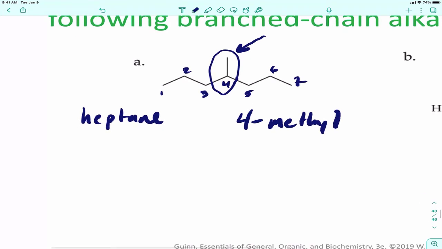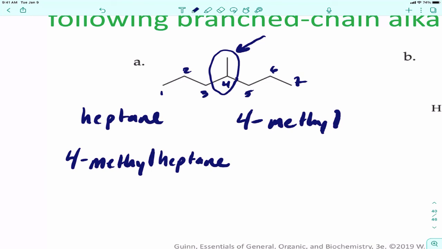All right, and since that's our only substituent, if we put this together, this name would be 4-methyl, and then we add the parent name heptane. And there you go. That would be the name of this compound.